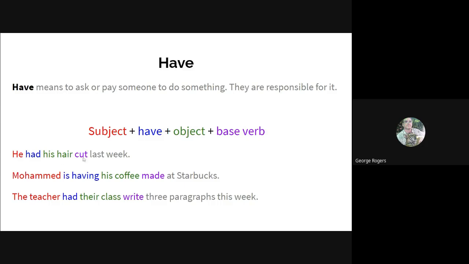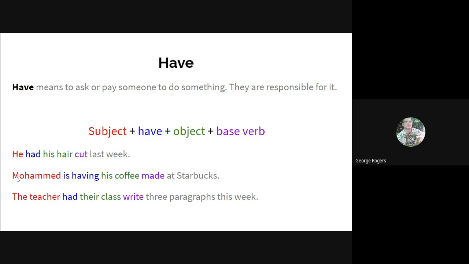He had his hair cut last week. So again, past, as we got had in here. Of course, he asked a barber to cut his hair, or he most likely paid the barber, unless he was good friends with the barber or something. He had his hair cut last week. So here they're describing that he had the barber cut his hair.